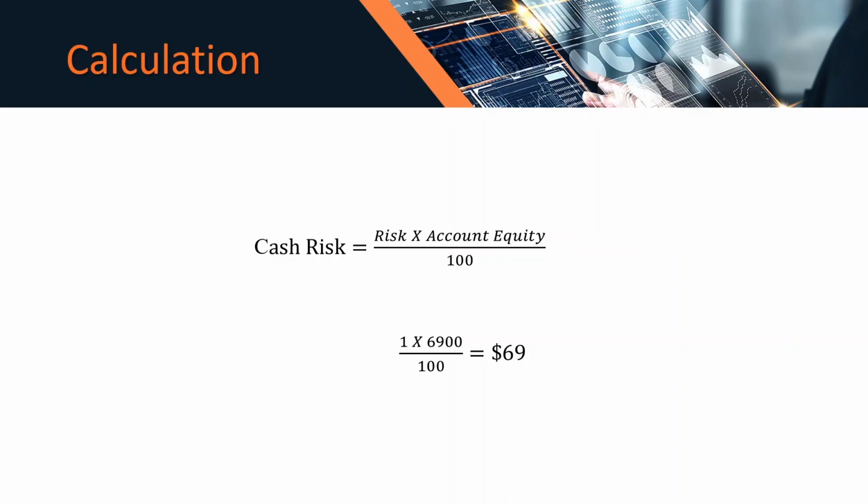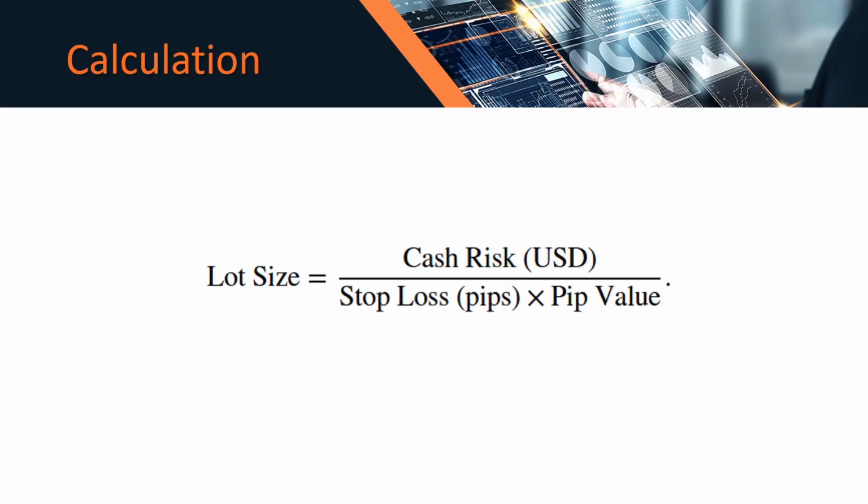Then you divide it by 100. As a case study, say you are using 1% risk, then you multiply by 6,900. Let's assume your account balance is 6,900. Then you divide by 100. In that case, if you risk $69 from your account balance of 6,900, that means 69 is 1% of 6,900. So going back to our formula, we've gotten our cash risk.